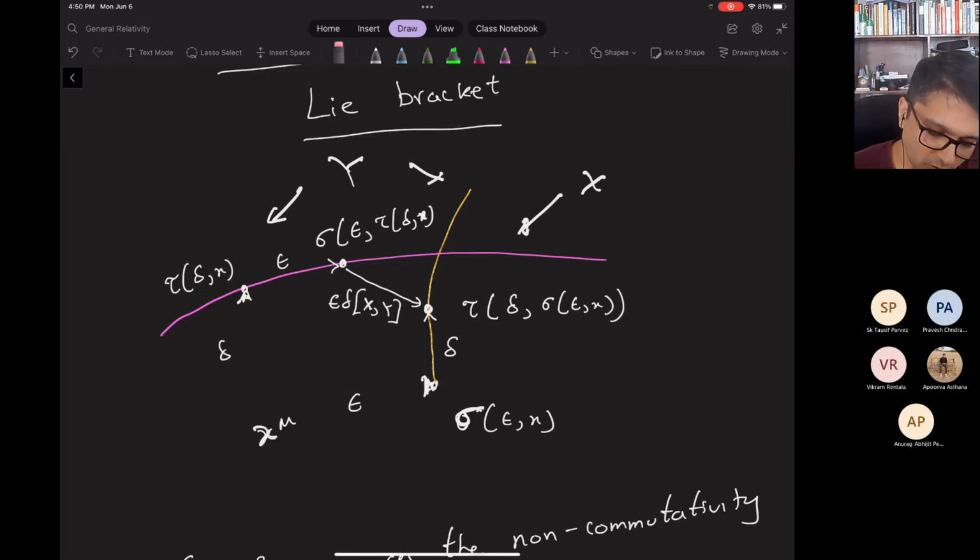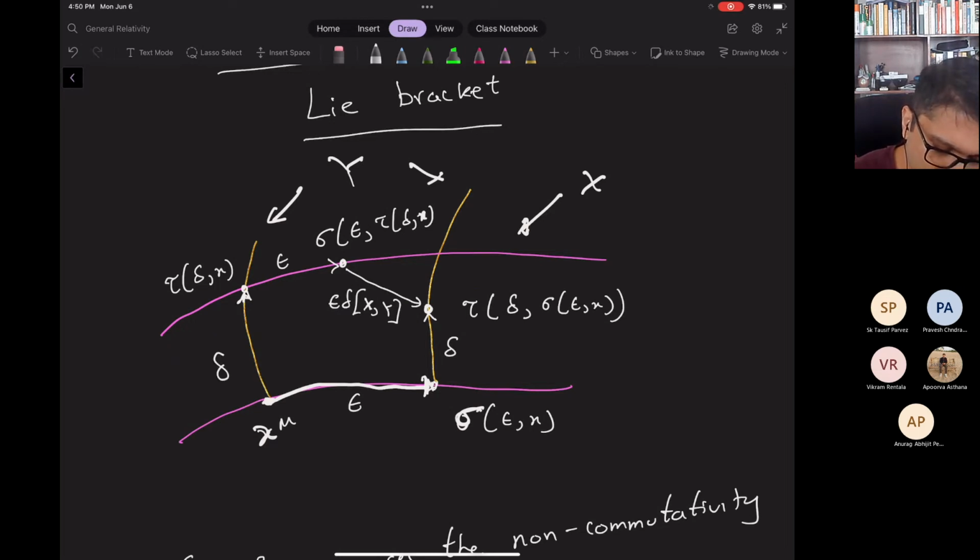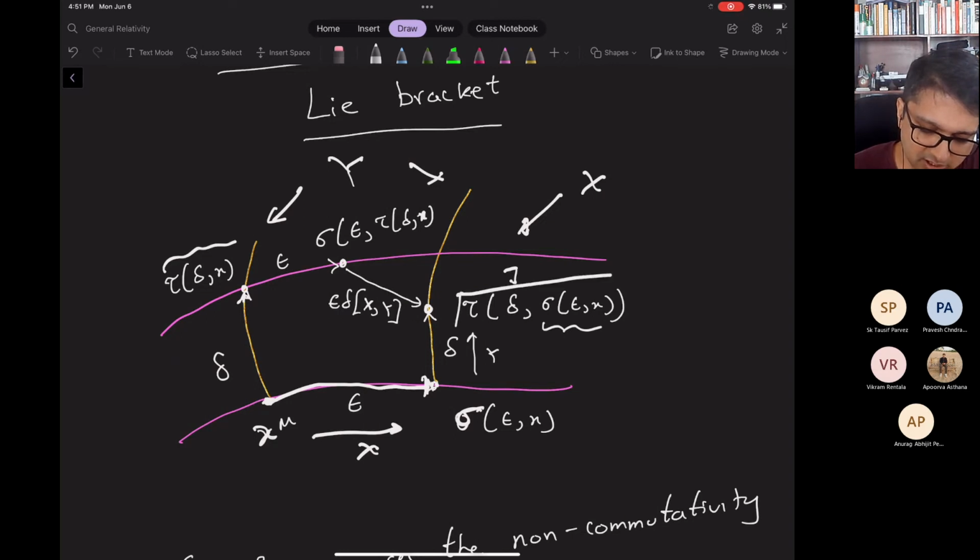If you flow along Y, let's suppose you flow in an amount delta, then you will end up at τ_δ(x). Tau, remember, is the flow due to the field Y. Now you can ask, suppose I first flow along X, but then I flow along Y. Where will I end up? I will end up at τ_δ, so I flow in an amount delta, but my starting point is now σ_ε(x). So if I first flow along X and then flow along Y, I will end up here.